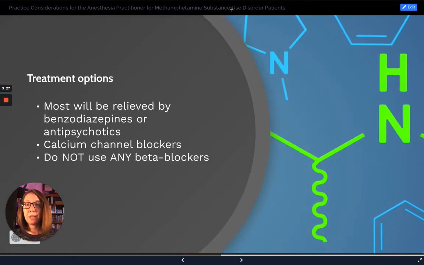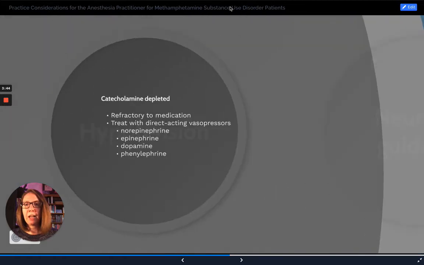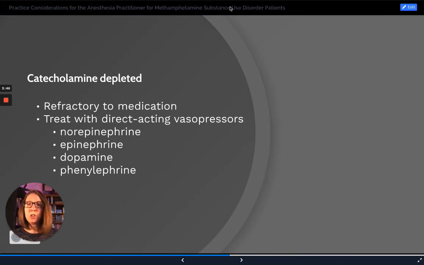Tachycardia, same thing. This is going to be solved usually by benzodiazepines or antipsychotics. Calcium channels, please remember our note about maybe it causes tachycardia. Probably not going to be your first line there. Truly, your first line is going to be benzodiazepines. And don't use any beta blockers. Hypotension, on the flip side, once you put your patient to sleep, you might have profound and persistent hypotension, which you can only treat with direct-acting vasopressors. This makes sense, right?